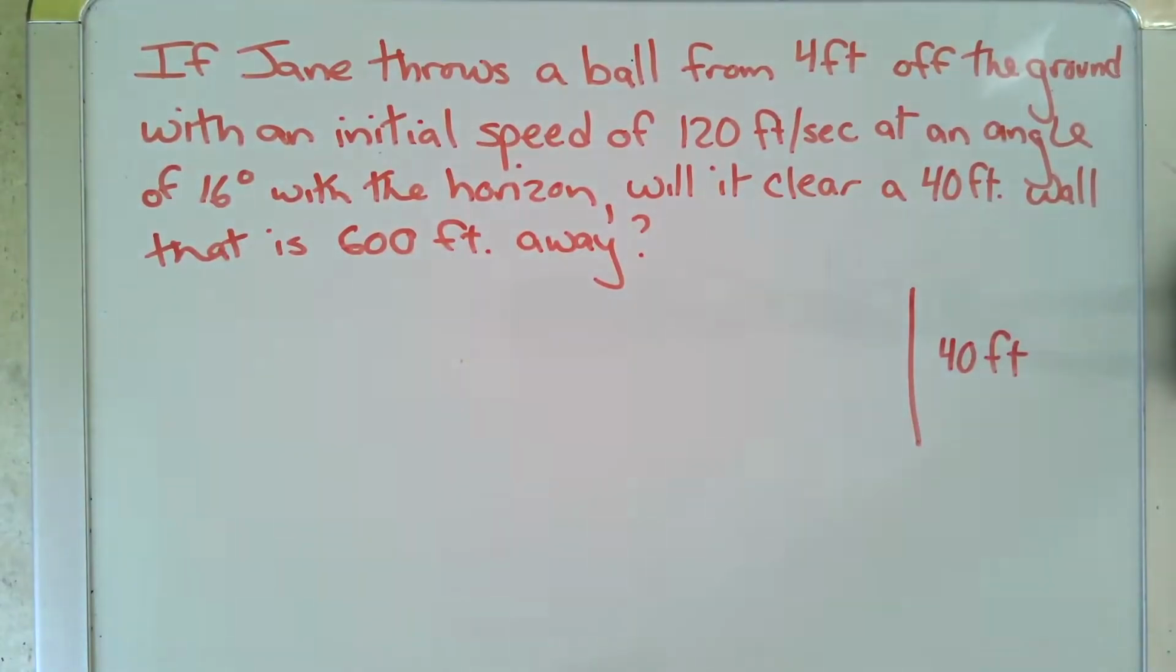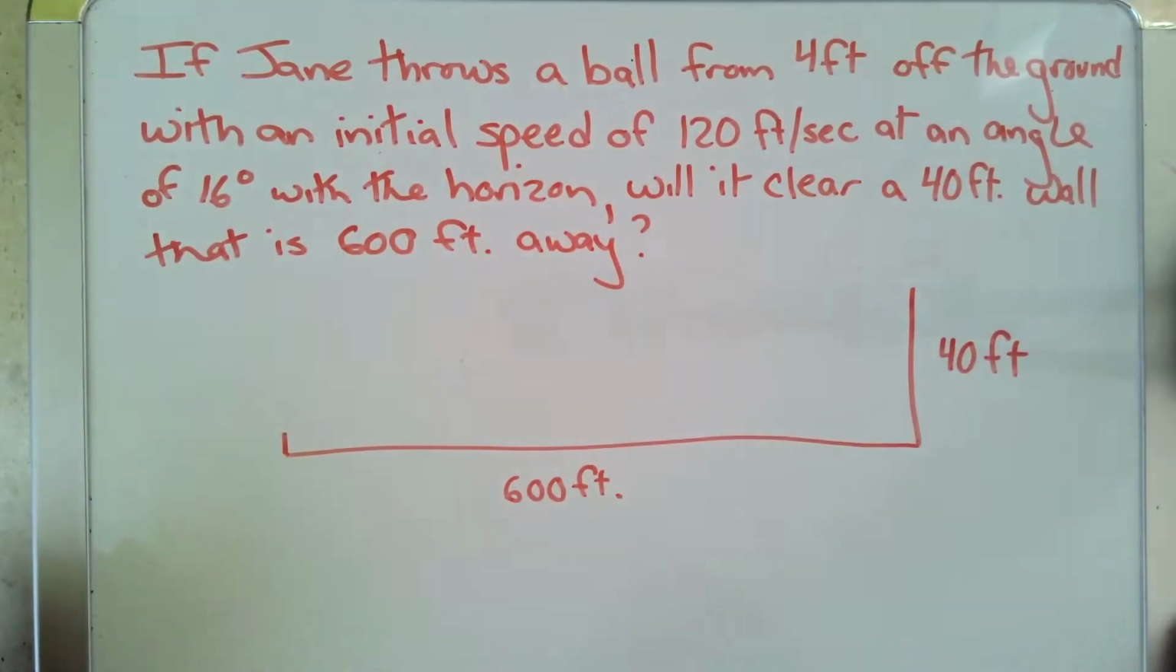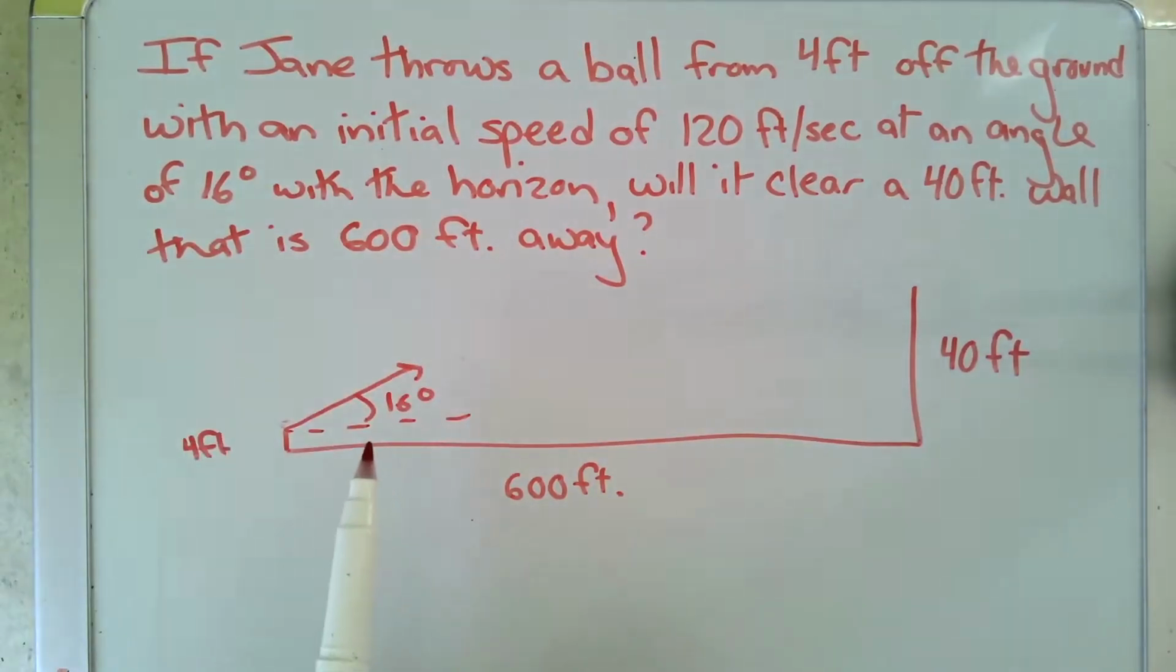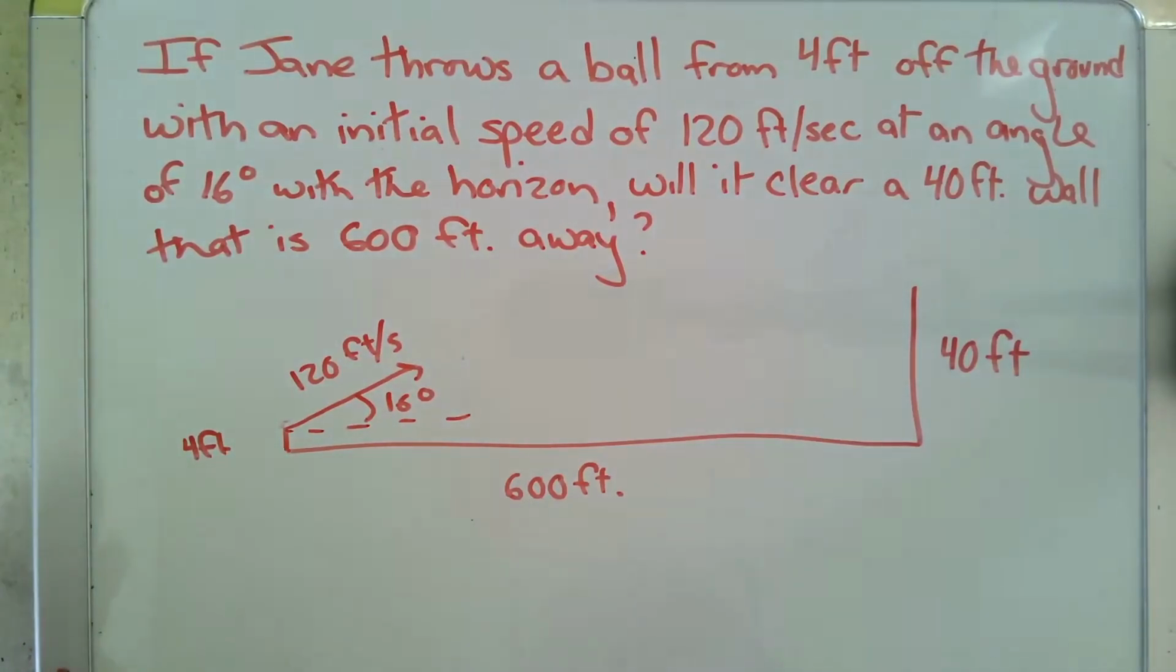Okay, always and ever, let's start with a picture. We have our 40-foot wall. We have our 600 feet away. We have our 4 feet off the ground. And we have our 16 degrees of angle from the horizon. And that's traveling at a speed of 120 feet per second. Okay, so we have a couple of different things to sort of figure out how to describe.